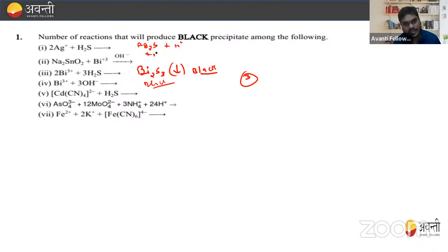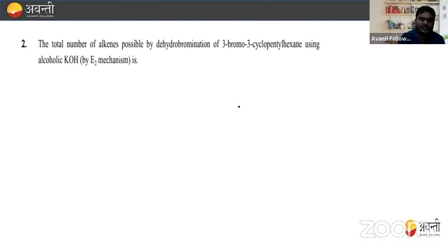Here also a black precipitate forms. Similarly, when Bi3+ is treated with 3I-, there is also formation of a black precipitate. Is anyone having a black precipitate? No. So only three options: the first one, this one, and this one. So only these three will form a black precipitate. I hope this is clear to you.